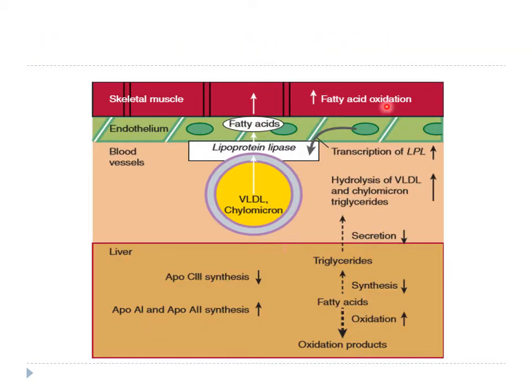You can see here that fatty acid oxidation is increased in the skeletal muscle, and the plasma lipoprotein lipase activity is increased because it is upregulating the genes responsible for production of lipoprotein lipases, and there is more hydrolysis of VLDL and chylomicrons, therefore triglycerides will be decreased. And inside the liver, it is increasing the ApoA1, ApoA2 synthesis, which leads to increase in HDL cholesterol, and it decreases ApoC3 synthesis. And it decreases the synthesis of triglycerides, and in liver also it causes oxidation of fatty acids. So basically its mechanism of action is that it activates peroxisome proliferator activated receptor alpha, PPAR alpha.